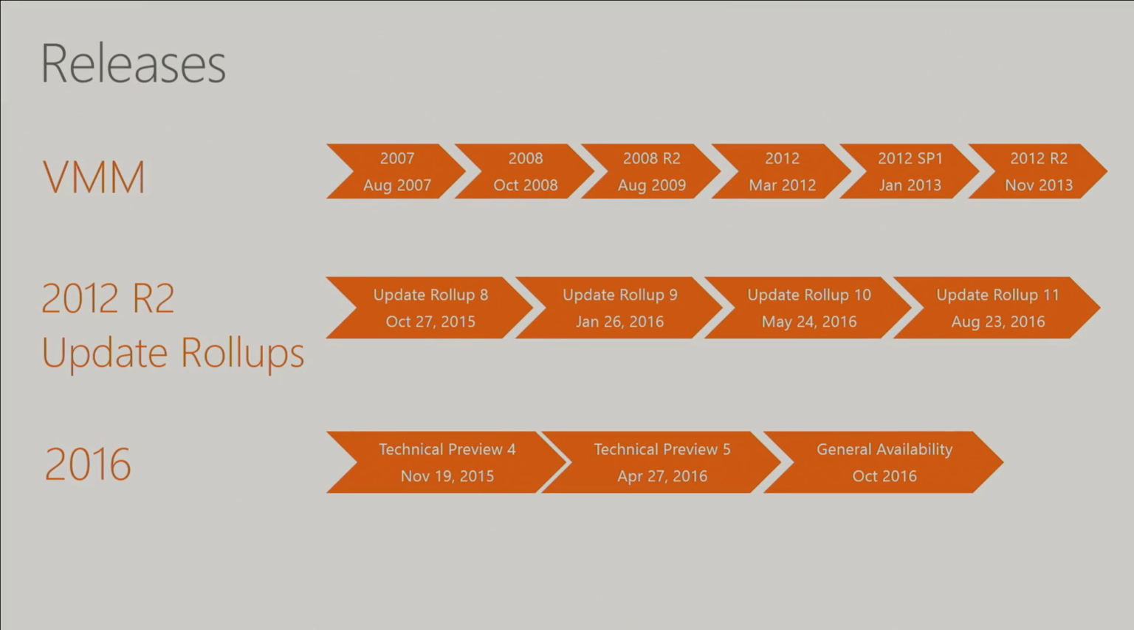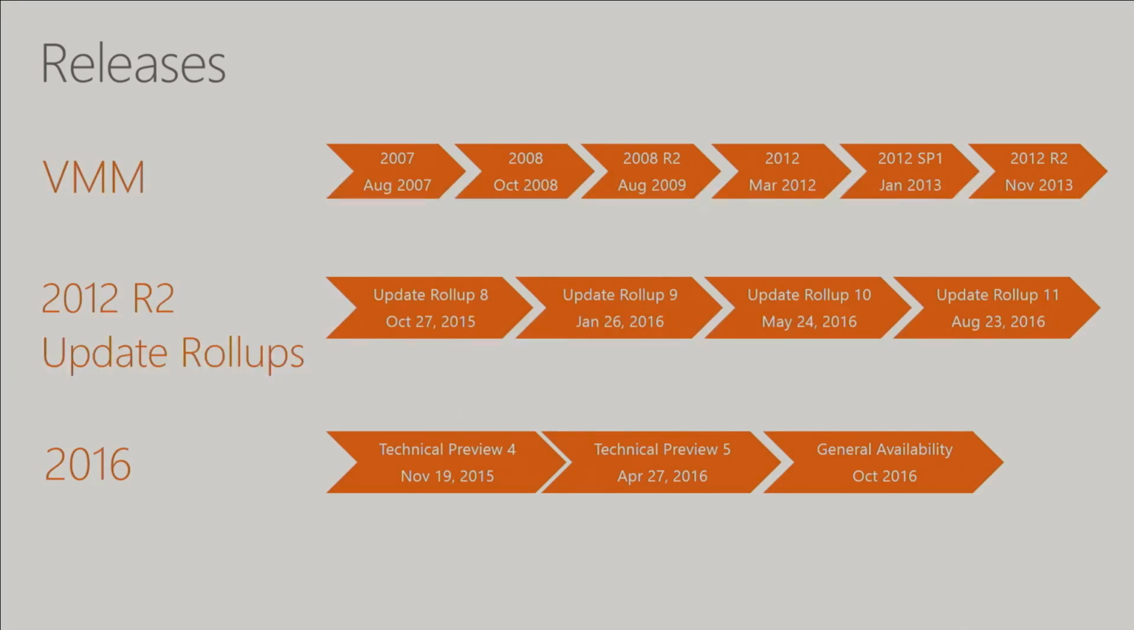There have been many releases also, from VMM 2007 to VMM 2012 R2, major releases. On top of VMM 2012 R2, we had quarterly updates, or update rollups, as we call them, the latest being UR11 in August this year. The latest major release is the VMM 2016 release.